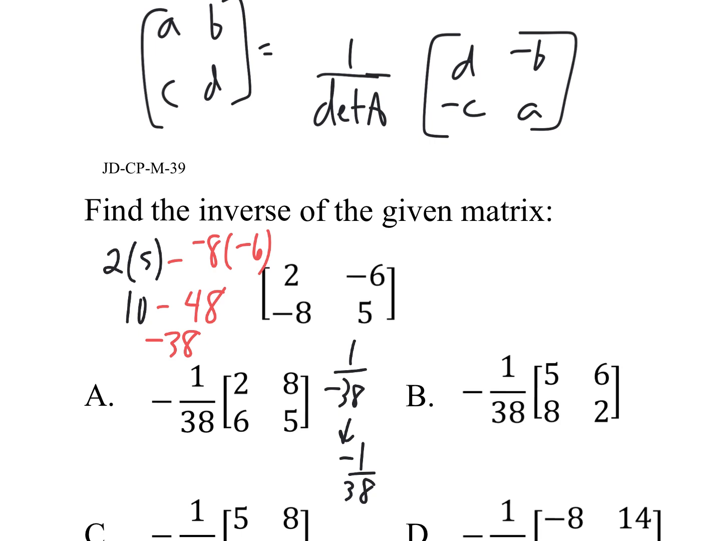And then it's just switching these numbers around. So the 2 and 5 switch places. So 5 is in the top left, 2 is in the bottom right, and then the other two get opposite signs. So -6 becomes 6, -8 becomes 8, and so that would be answer choice B.